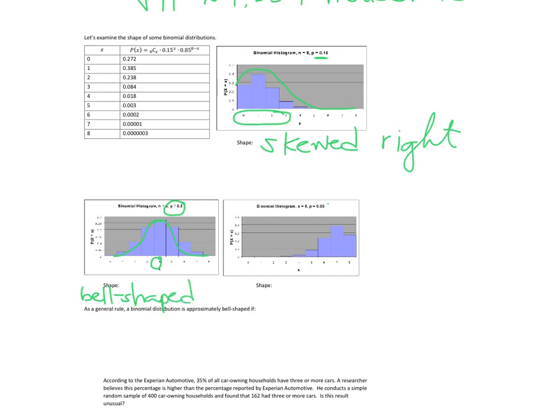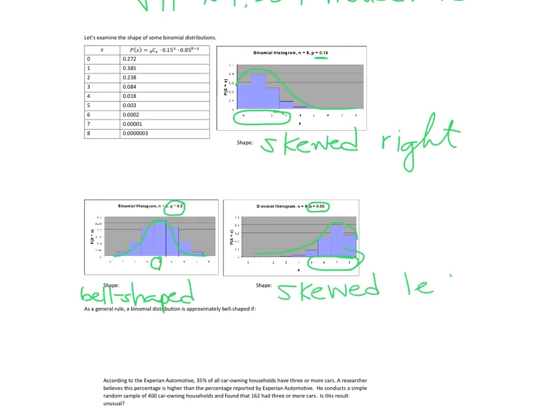In a similar argument, when it was 0.85, we have a higher probability of success. So we'll see that our trials are going to result in a higher number of successes. So in this case, we are skewed left.